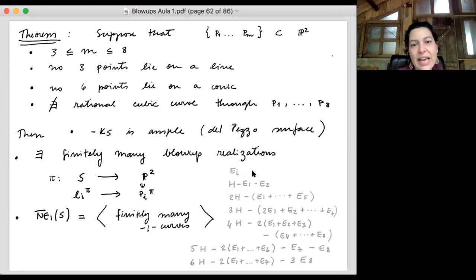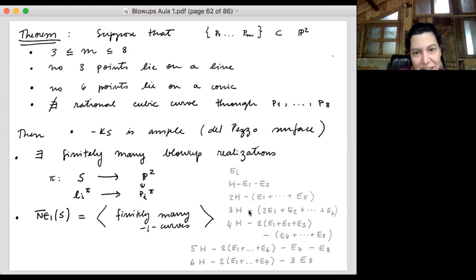So there are the EIs, which are just the exceptional divisors of the points. Then there are the ones that we have seen already: H minus E1 minus E2, the strict transforms of the lines passing through 2 of the points. Then you have these ones here, the conics passing through 5 of the points. If I look at the strict transform, this you can compute, this is again a -1 curve.